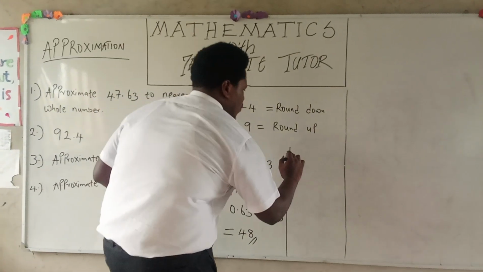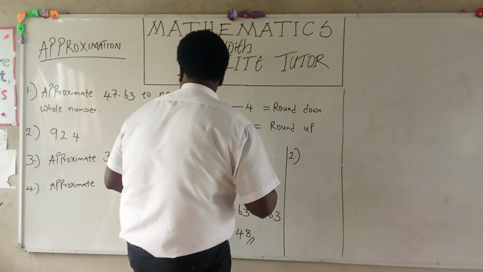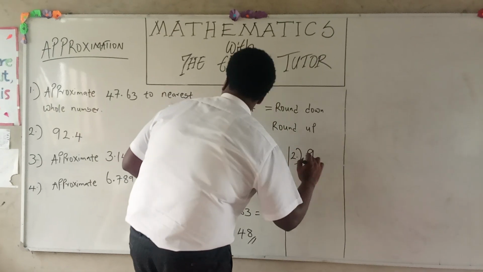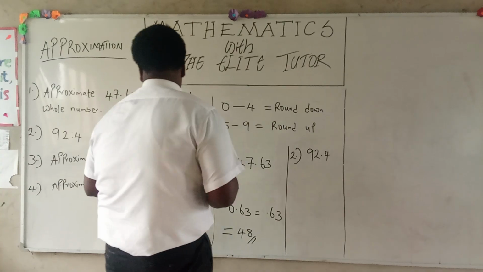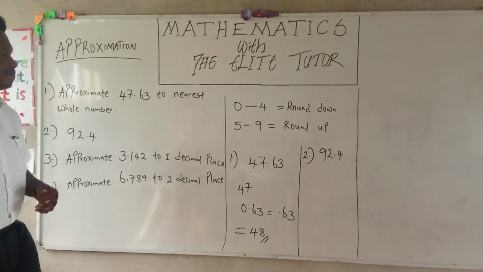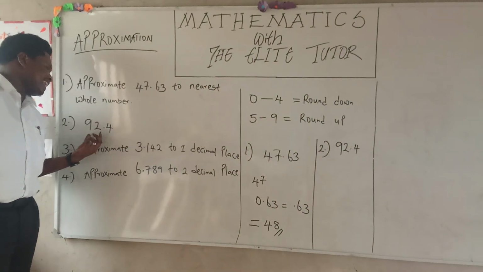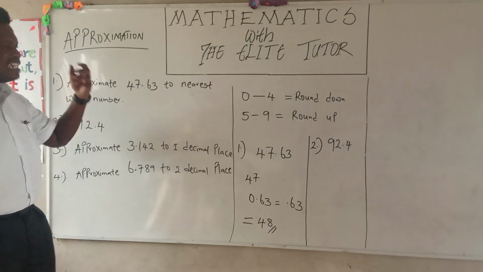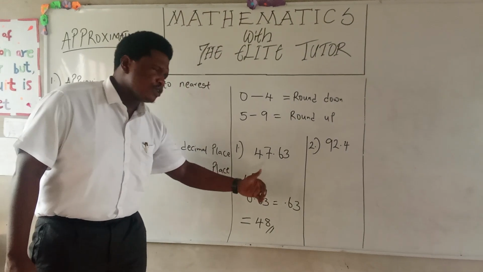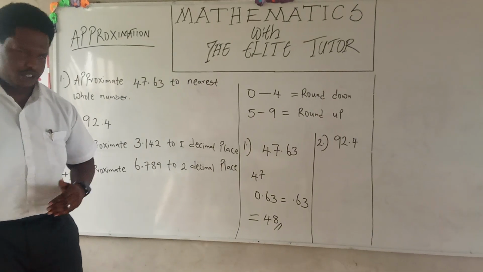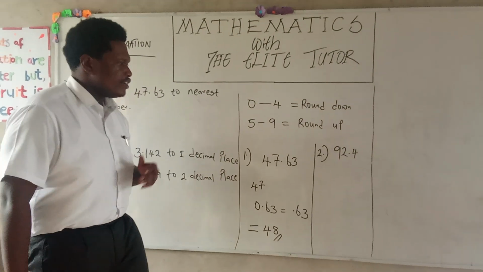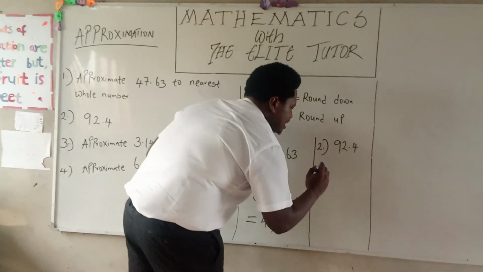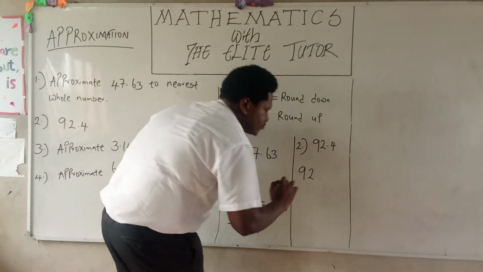We have question 2. We are asked to approximate 92.4 to the nearest whole number. So we are going to approximate 92.4 to the nearest whole number. Same rule, same pattern we applied for the first question. We look at the number before the decimal. The number before the decimal here is 92.